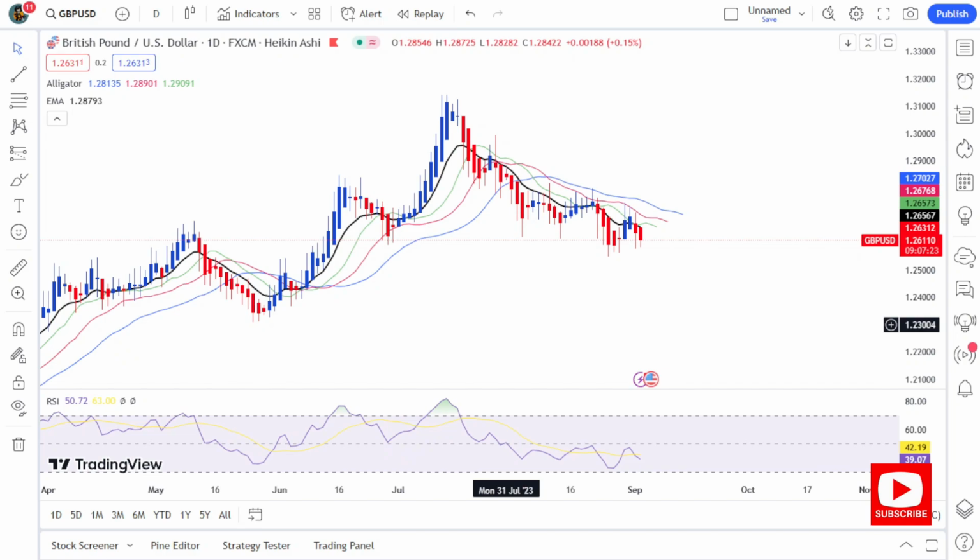Now, I hope you guys understand what all these technical indicators are used for in this chart. Now, with that said, let's head on to the ultimate strategy that I'm about to teach you guys.